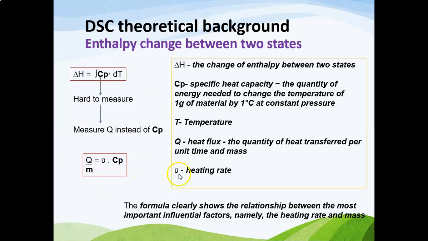And we have nu, which is the heating rate. The formula clearly shows the relationship between the most important influential factors, namely the heating rate and the mass. So you need to have the temperature and the weight of the material to be measured.